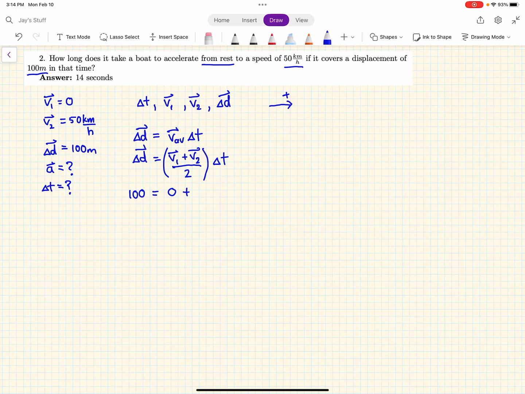Now V2 we know is 50 kilometers per hour, but delta D is in meters. So we need to make sure we have them in compatible units. So let's convert V2 into units of meters per second. So we'll do that on the side here. So 50 kilometers per hour. If we want to convert that, if you remember this conversion, we need to divide by 3.6. Takes you directly to units of meters per second.